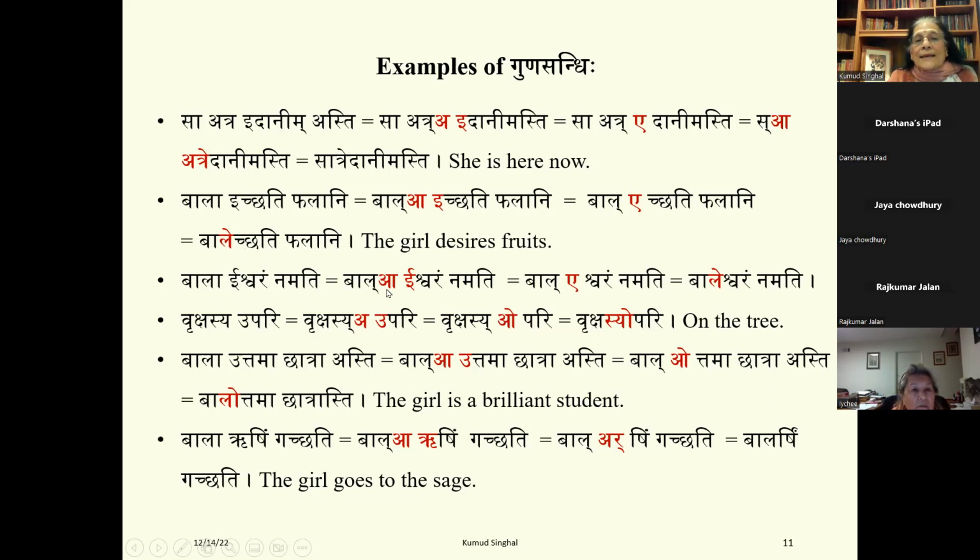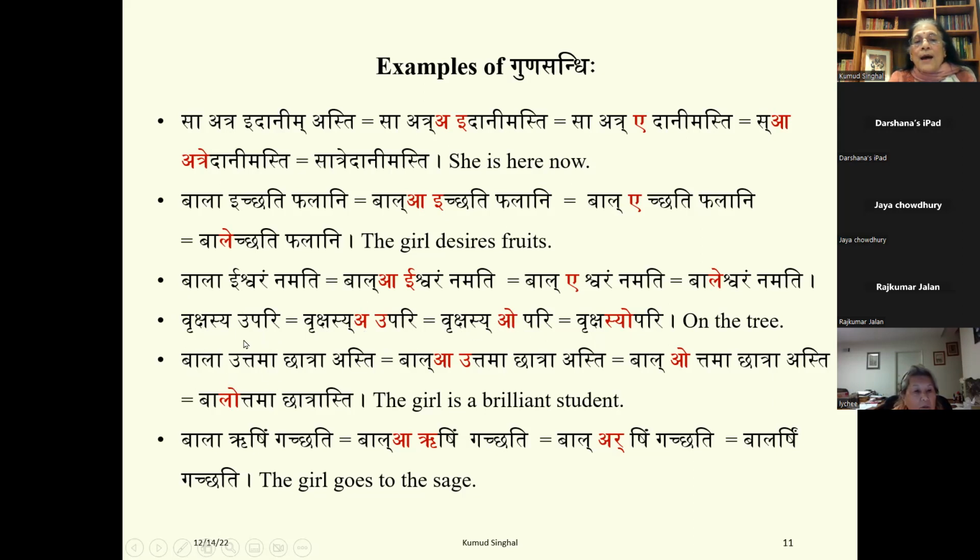Now, bālā ends in ā. Īśvaram begins with ī. They will be replaced by e. So, lā and ī becomes le. So, bāleśvaram namati. Vṛkṣasya upari, on top of the tree. This is shashthi vibhakti ekavachanam, of the tree. Upari means on top. So vṛkṣasya ends with a. Upari begins with u. So it will be replaced by o, the guna of u. So vṛkṣasya o pari. Ya with o becomes yo. So vṛkṣasyo pari. This is again a guna sandhi.